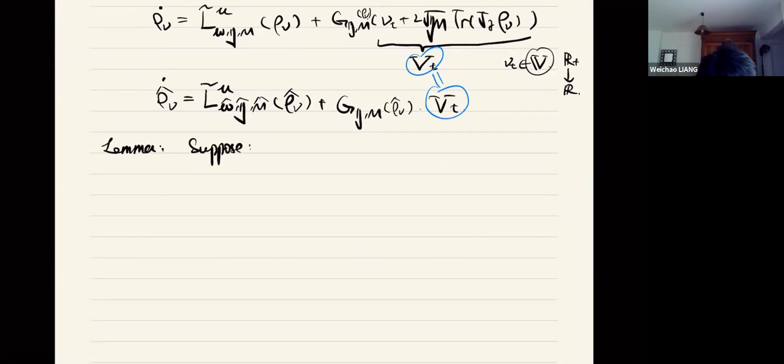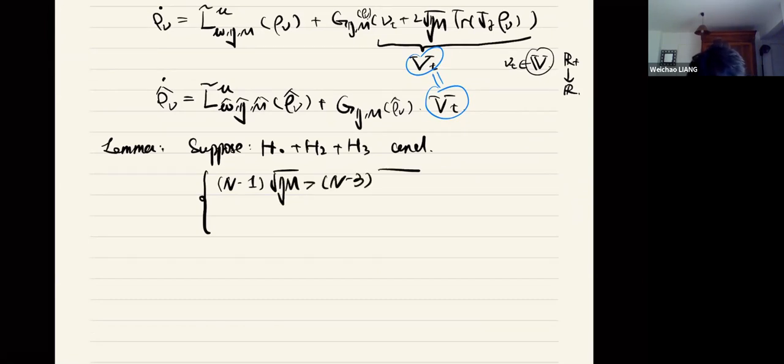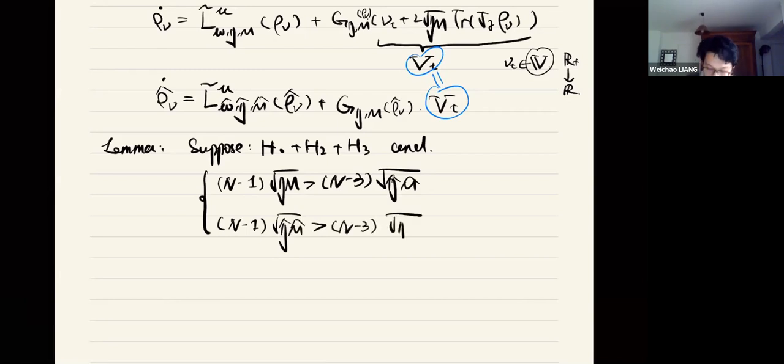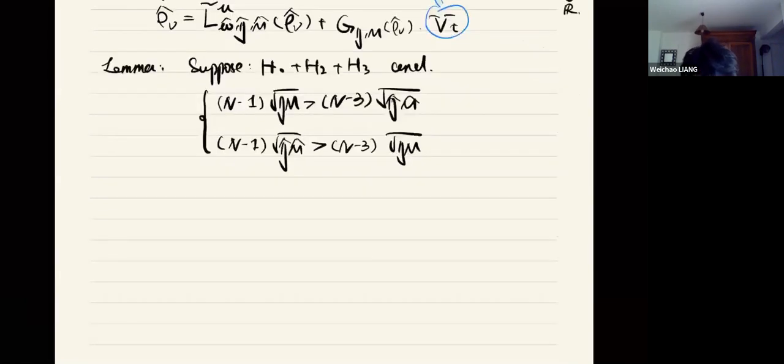Suppose H0, H2, and H3 are satisfied for the feedback controller, and furthermore we also have a minus 1. Suppose our estimated parameters satisfy these two inequalities, for all epsilon positive and for all initial states.